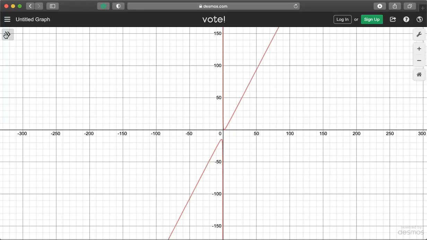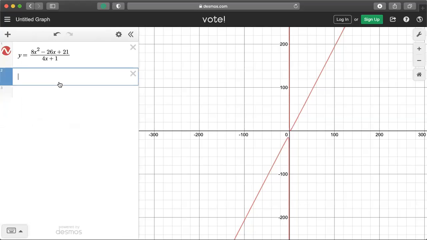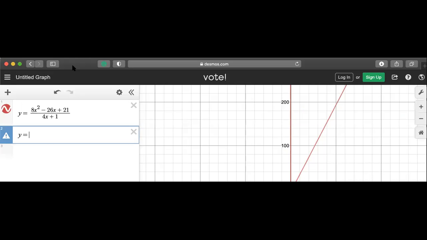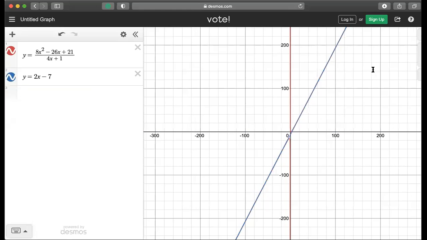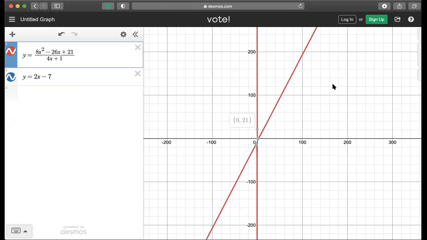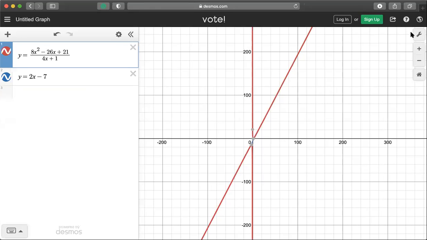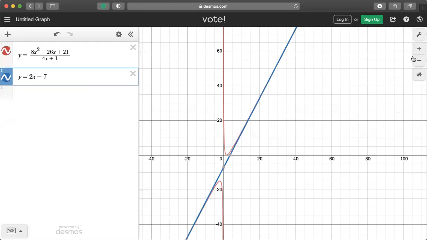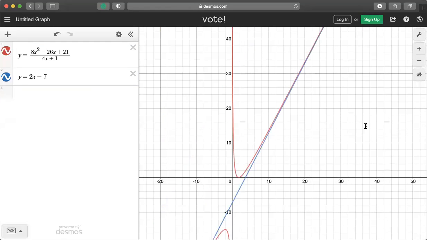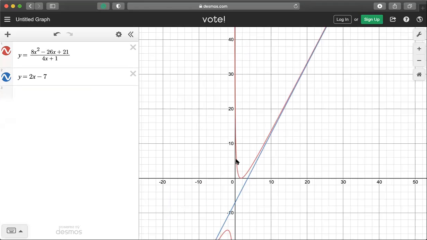And in fact, if I graph the line that we found, which was y is equal to, I believe it was 2x, let me just double check. It was 2x minus 7, so y = 2x - 7. You can see these two graphs look like they almost line up right on that asymptote here. See that? So if I zoom in, you can see that this red line is really close to that blue line.